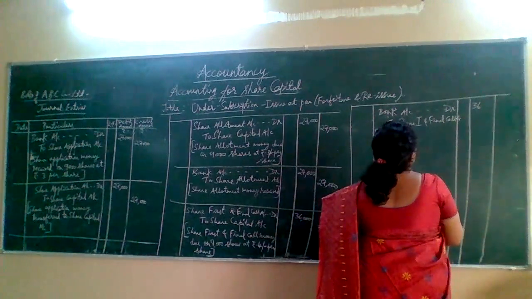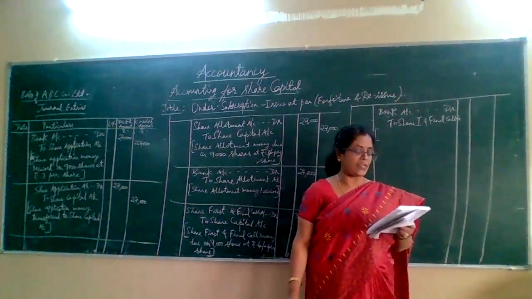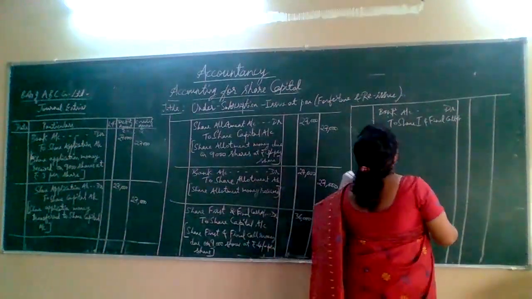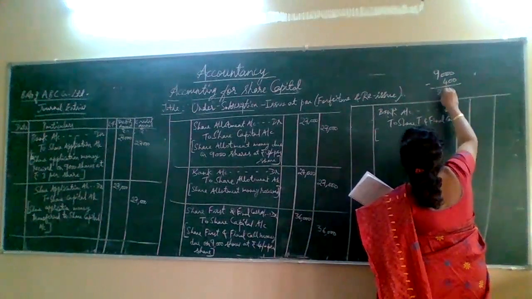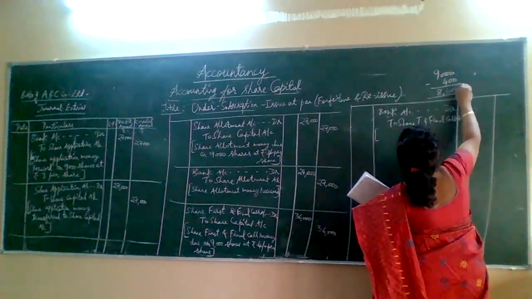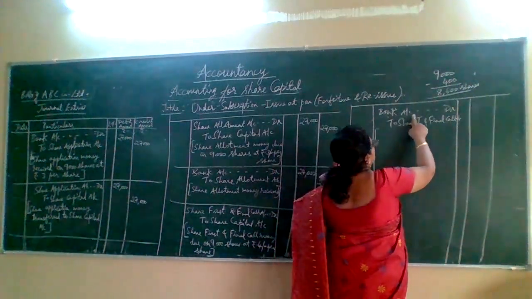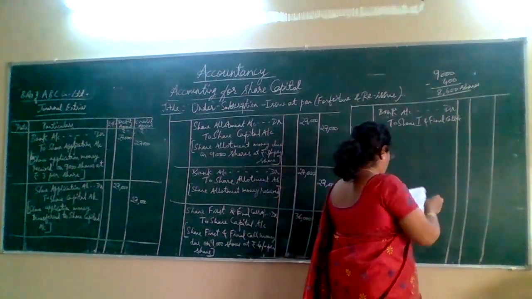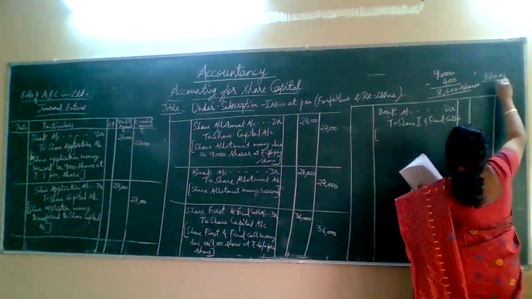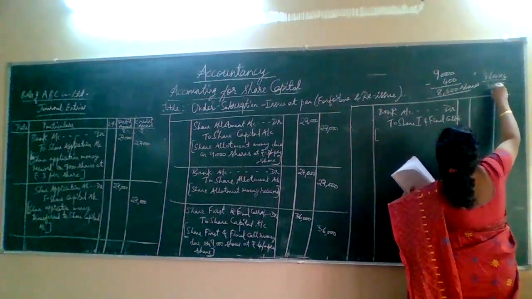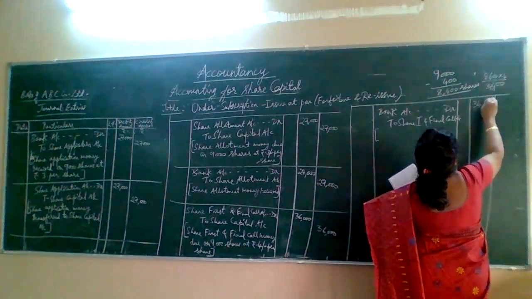I'm sorry, here arrears are there. Around 400 shares they are not receiving first and final call money. So out of 9,000 shares, the amount on 400 shares they are not receiving. We have to calculate only on 8,600 shares here. So the amount received will be 8,600 into 4 rupees per share, which is 34,400.